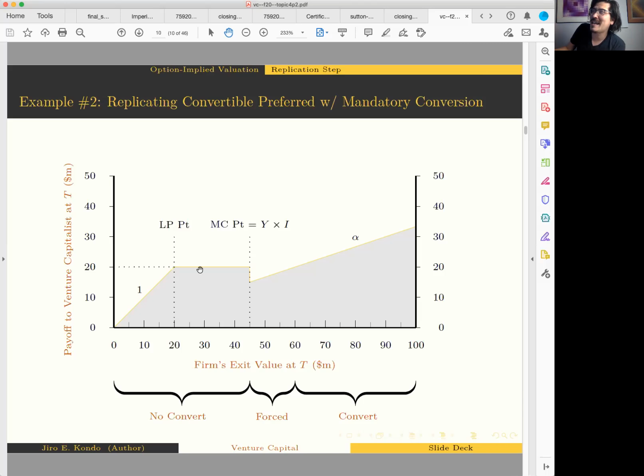So for instance, let's take this example. It's the same example as what we had before, except we add mandatory conversion at 45. So because of mandatory conversion at 45, you get this drop. Visually, I'm looking at it, and I'm not sure how big the drop is. It sure looks like it's a drop of 5. So are you guys okay with me just assuming it's a drop of 5? I'll call it a drop of 5.